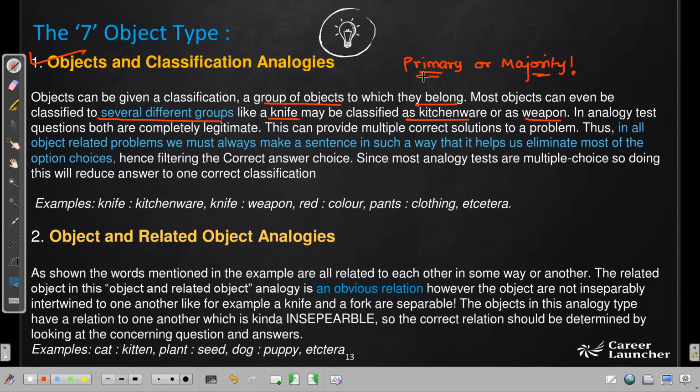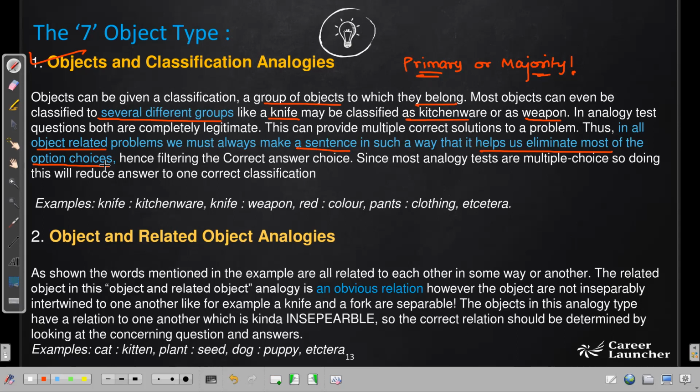Okay, in a general sense, not an exceptional sense. This can provide multiple correct solutions. Thus, in object related objects, we must always make a sentence in such a way that it helps us eliminate most of the option choices. So that's what I was talking about: try to create a perfect sentence which will help you eliminate, not connect more options.